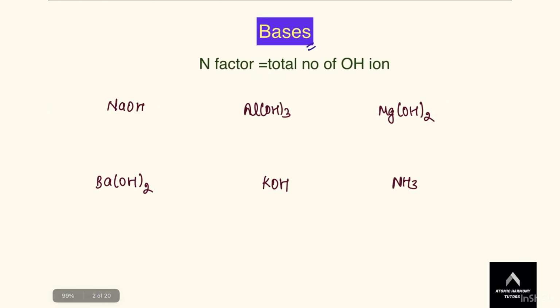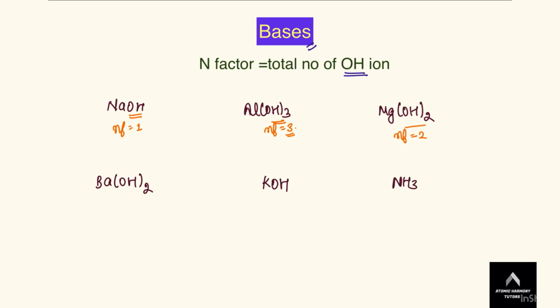Now in case of base, we first dissociate the base, then n factor is equal to the total number of OH ions. Now in case of NaOH, there is only one OH ion. So n factor is equal to 1. In case of Al(OH)3, the total number of OH is 3. So n factor is equal to 3. In case of magnesium hydroxide, total OH is 2. Then n factor is also 2.